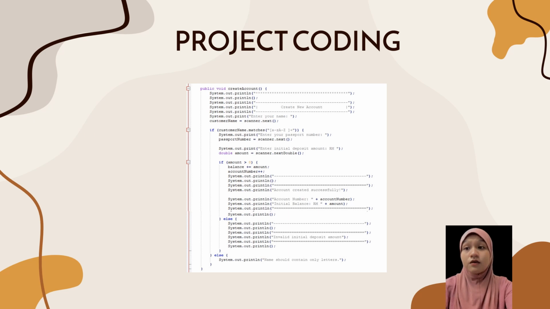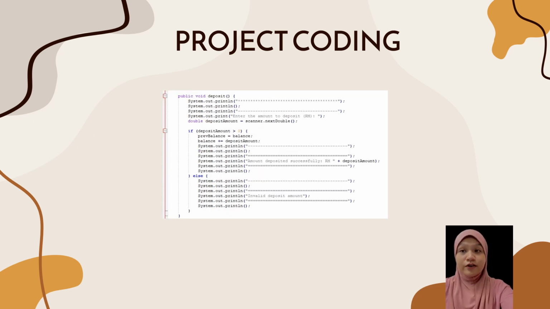This section of code creates a new bank account. It asks for the username, passport number, and initial deposit amount. After validating the input, it updates the account details, increments the account number, and prints a success message along with the account number and initial balance. If the initial deposit amount is invalid, not greater than 0, it provides an error message.